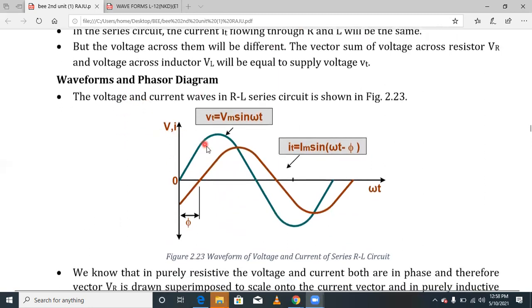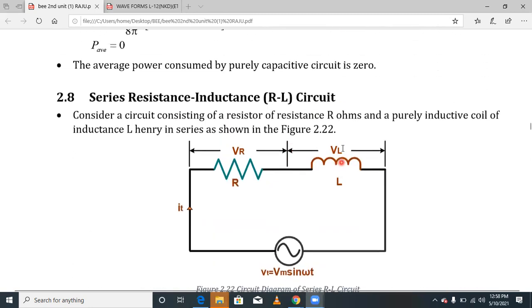Waveforms and phasor diagrams. You know well for a pure inductor, what is the phase difference, the angle between voltage and current? 90 degrees. Am I right? For a pure inductor, the angle between voltage and current is 90 degrees. Because of introducing some resistance, the angle between voltage and current will decrease. Actually for a pure inductor it is 90 degrees, and for a pure resistor, 0 degrees. Because of this resistance effect, the angle decreases.